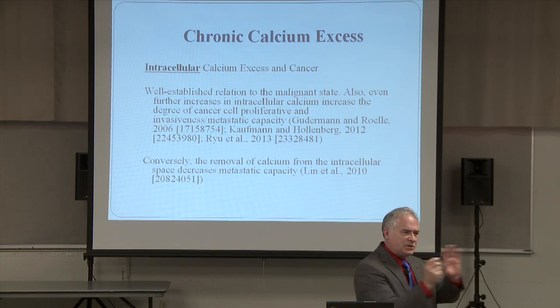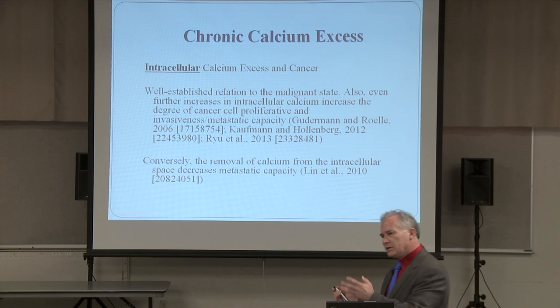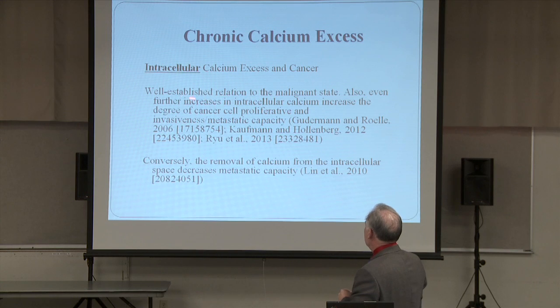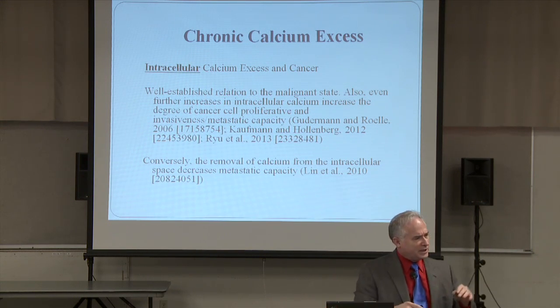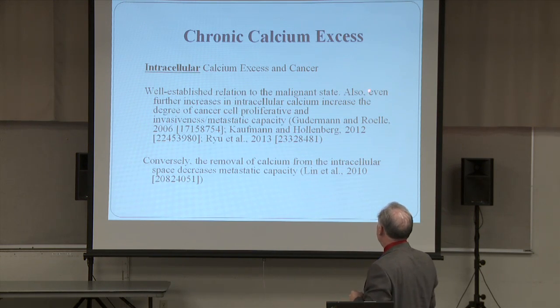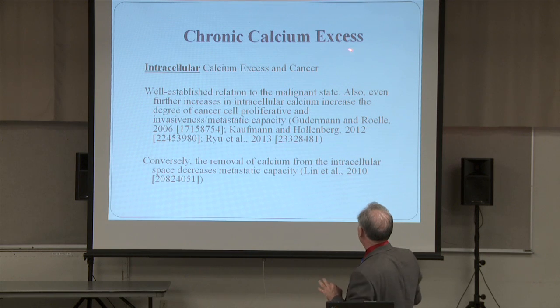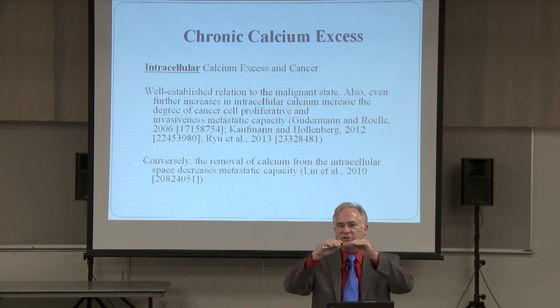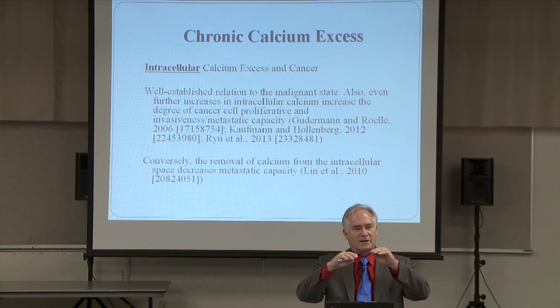Now, intracellular. All this we just talked about was outside the cell, extracellular. Now let's look at intracellular calcium. Intracellular calcium not only has a well-established relationship to the malignant state that I showed you earlier in those 8 stages, but it's been shown quite elegantly that further increases in intracellular calcium increase the degree of cancer cell proliferative and invasiveness and metastatic capacity. So it shows that if you already have a cancer cell, more calcium inside the cell is going to make it more anaplastic, more invasive, more metastatic, more malignant.